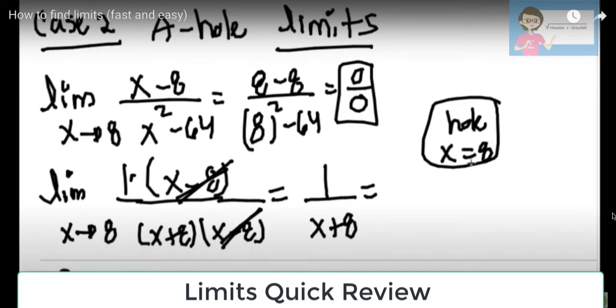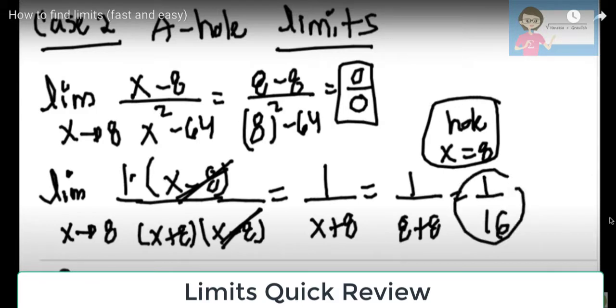Because look, when I do this, I eliminate it. That doesn't mean that it goes away. That means that you have a hole at that point. But now I can find my limit when x approaches 8. Because look, 8 plus 8 is 16, so the limit is 1 over 16.